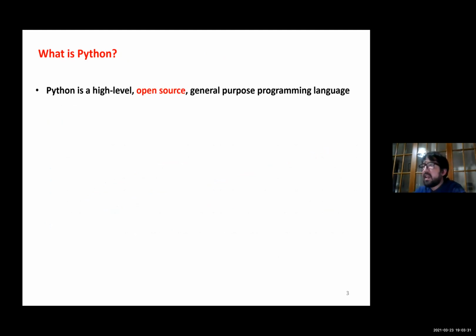So let's start with what is Python. Python is a high-level, open source, general purpose programming language. The open source part is in red because this is very important. The fact that it's open source is key for research and for robotics research in general. Now that we're starting to see robotics going into industry, this might change. But the fact that Python has been open source for such a very long time allowed a lot of researchers to develop robotics applications based on Python.